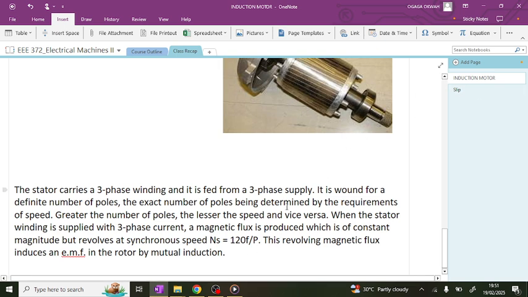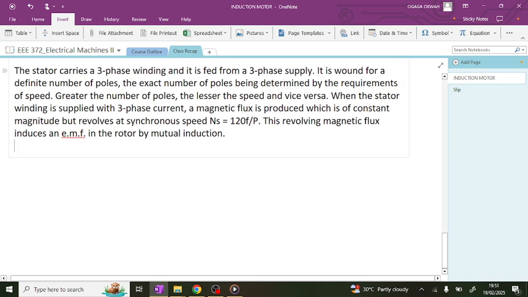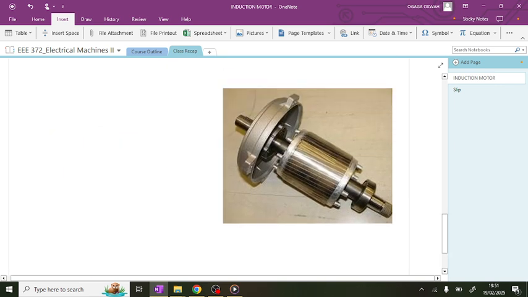So this is just a basic idea of how the construction affects the operation of an induction motor. Of course, you can go out there on YouTube and get more videos where you see a more visual construction of the induction motor. This is just a class recap. I hope this helps. Really, I hope this helps.